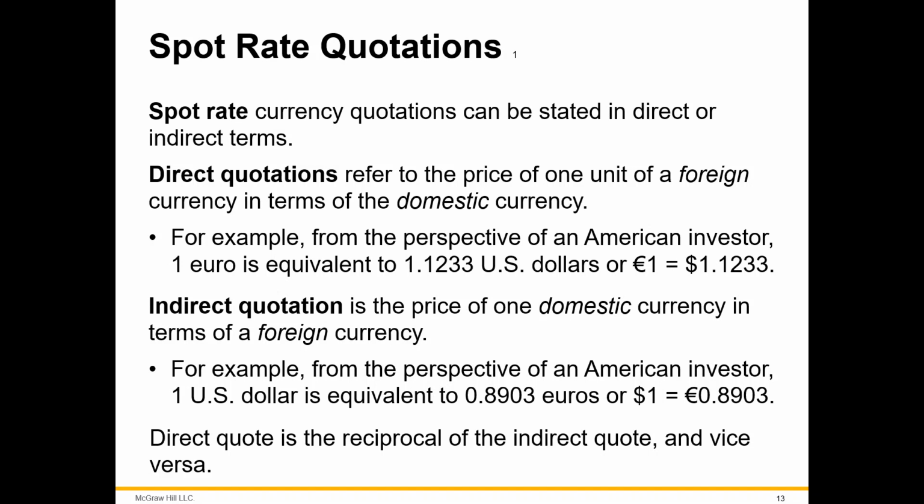But in general, right, a direct quote is a currency quote quoted in your local currency, and an indirect quote is a quote in the foreign currency. And actually there's some tradition around which currencies tend to be quoted in direct quotes and which tend to be quoted in indirect quotes.